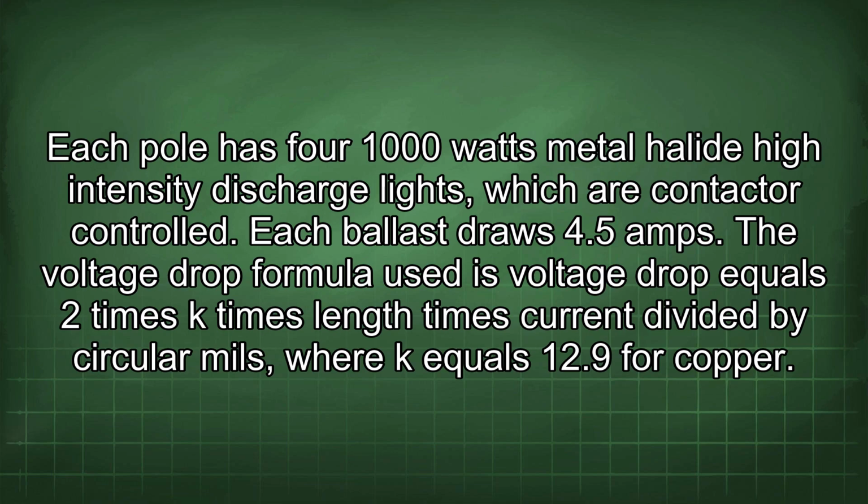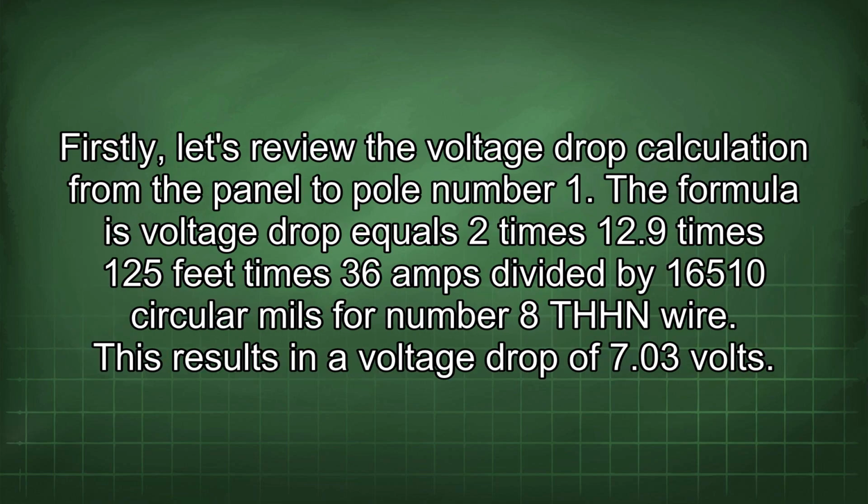Each ballast draws 4.5 amps. The voltage drop formula used is voltage drop equals 2 times K times length times current divided by circular mils, where K equals 12.9 for copper. Firstly, let's review the voltage drop calculation from the panel to pole number 1.